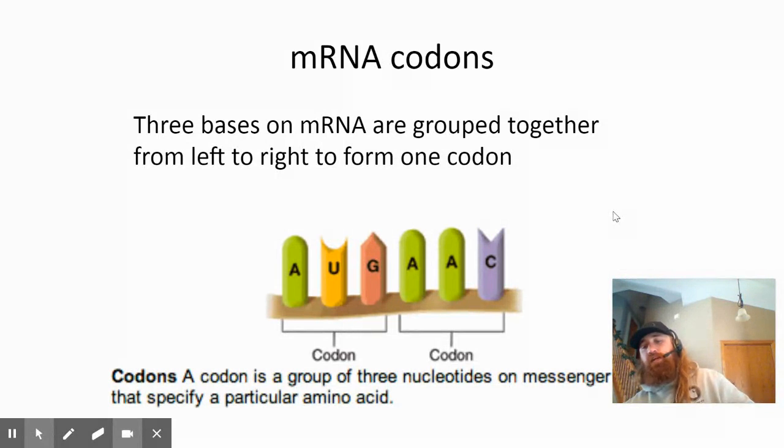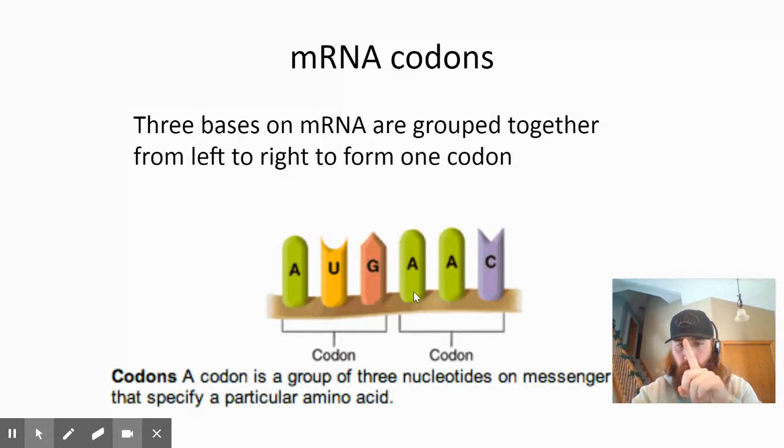So what we're going to talk about are something called mRNA codons. Three bases on mRNA are grouped together from left to right to form one codon. Every three pieces of a section of mRNA are going to be considered a codon. So AUG is one codon.